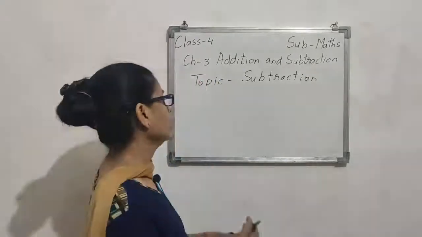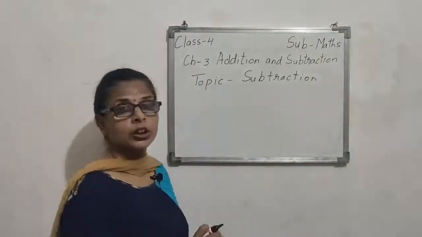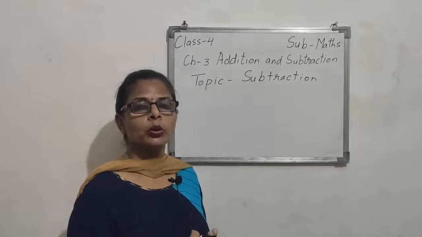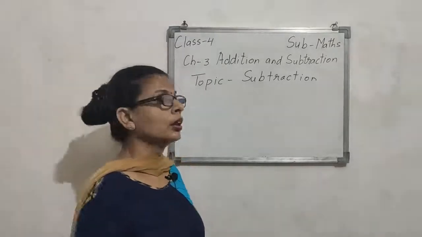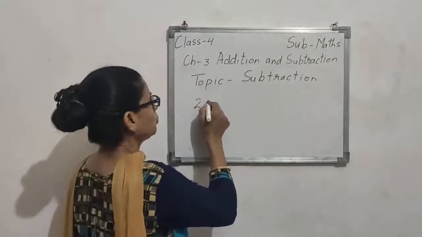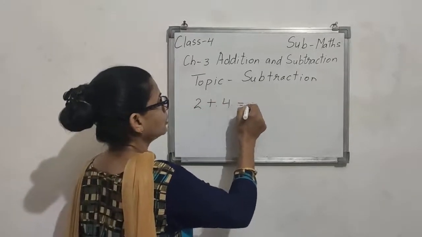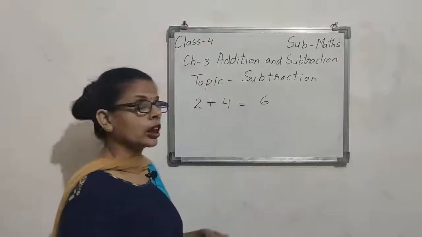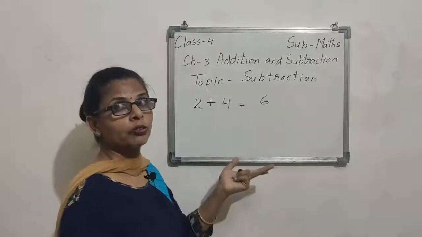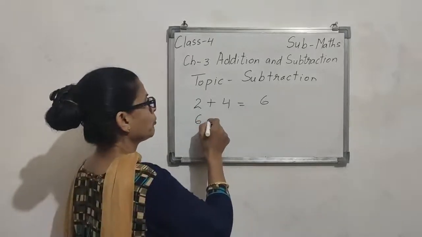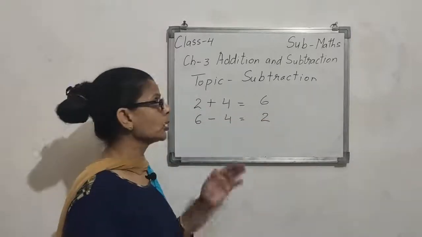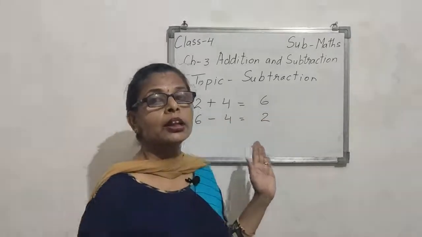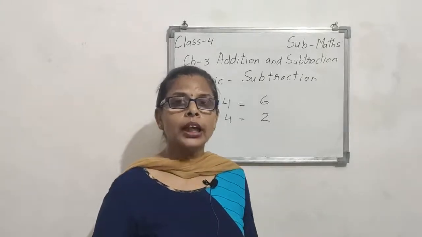For example, in addition we have learned 2 or more. If we add 2 or more numbers, we get the sum. So 2 plus 4 equals 6. If we write in the opposite form, 6 minus 4 equals 2. So this means subtraction is just the opposite of addition.